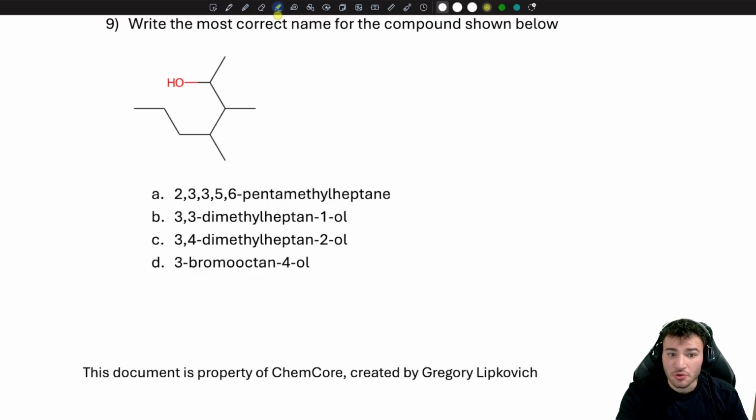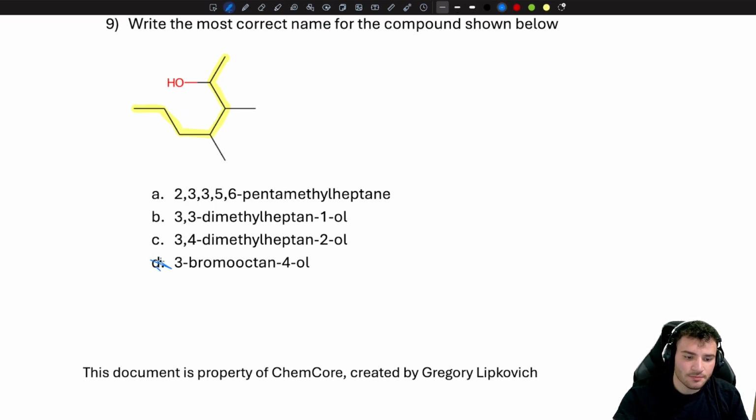Number 9, write the most correct name for the compound shown below. We have a multiple choice this time, but the way I like to solve short responses is I just like to find the name myself and match it to a possible answer. So first of all, let's find the parent chain. We have 1, 2, 3, 4, 5, 6, 7. That's the longest chain for sure.